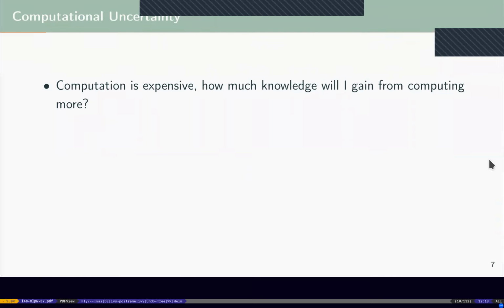So, the reason why we want to do this is computation is usually really, really expensive. So what we would want to know, if we had uncertainty about this, is if I run this 10 minutes more, if I spend this much money on AWS to do this, how much knowledge could I possibly gain from this? That's a really, really strong statement that we would want to be able to make.